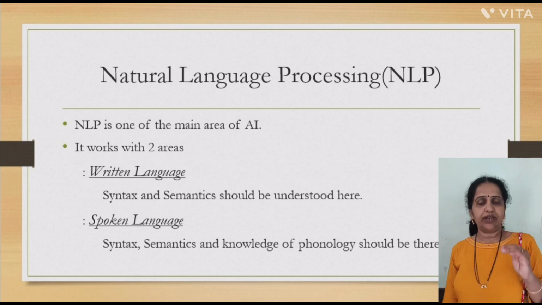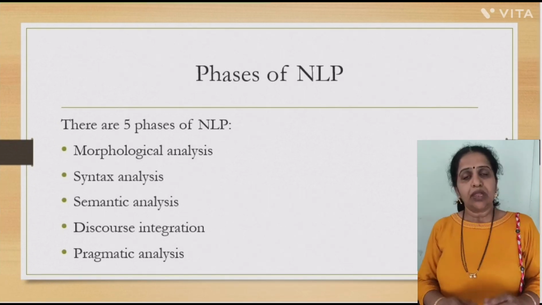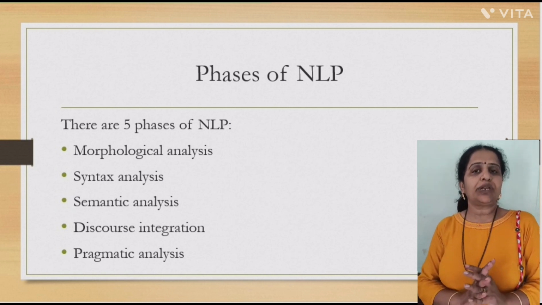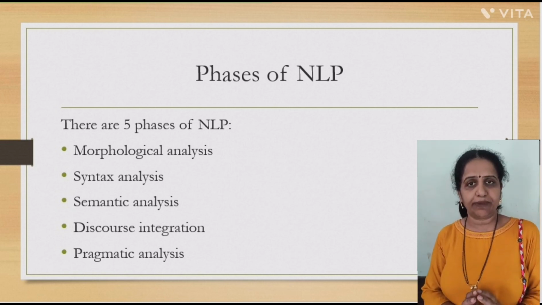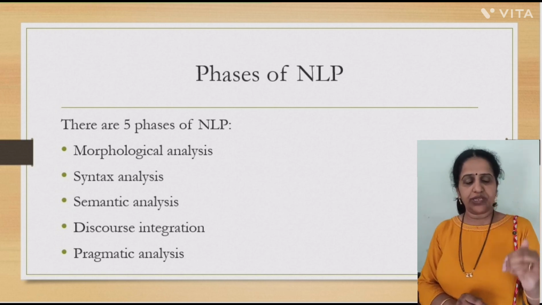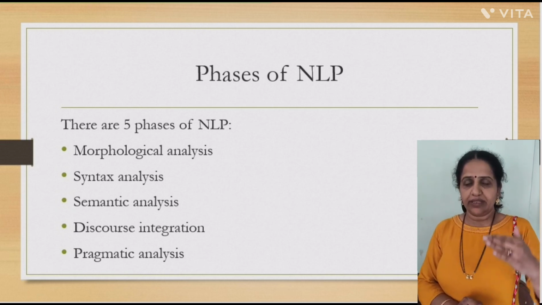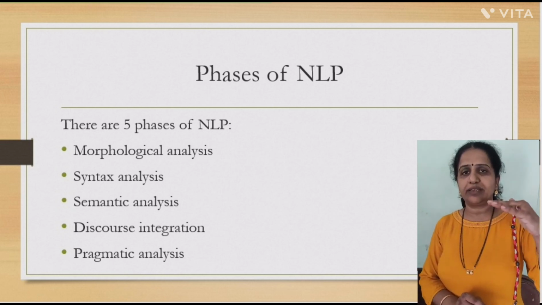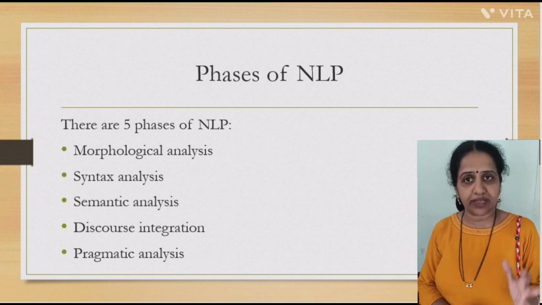Now we are going to cover the various 5 phases of NLP. So going further, talking about the phases of NLP in this micro teaching. There are 5 phases of NLP in which the first phase is morphological analysis. Now see, every subject is correlated with each other. In this morphological analysis, it is exactly equal to the concept of lexical analysis in compiler design.